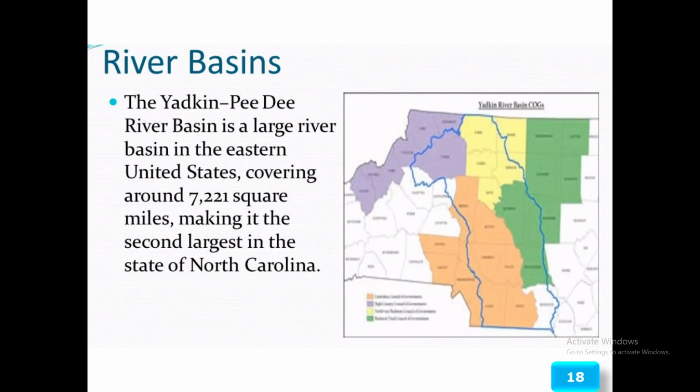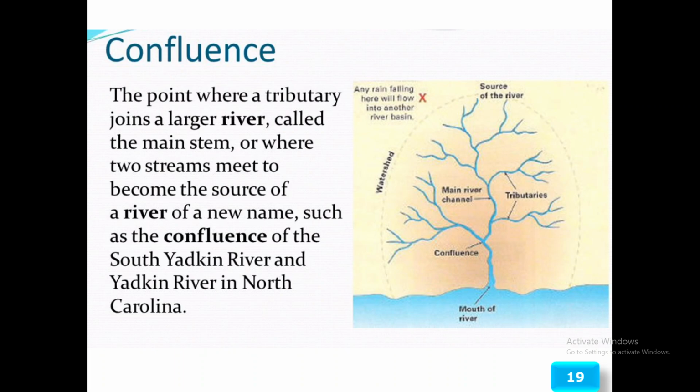So the Yadkin Pee Dee river basin is a large river basin in the eastern United States. Its total area is around 7,221 square miles, making it the second largest in the state of North Carolina. So the confluence. The source of a river, the main river, will then be the confluence. This is the location.